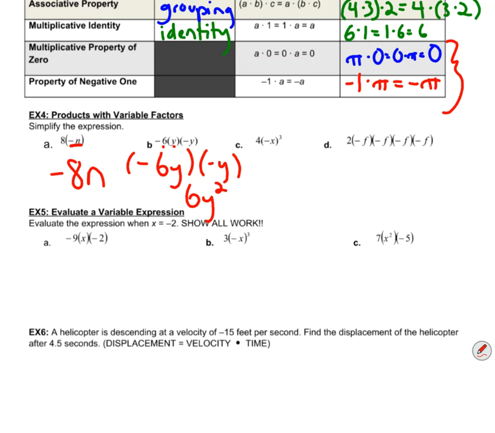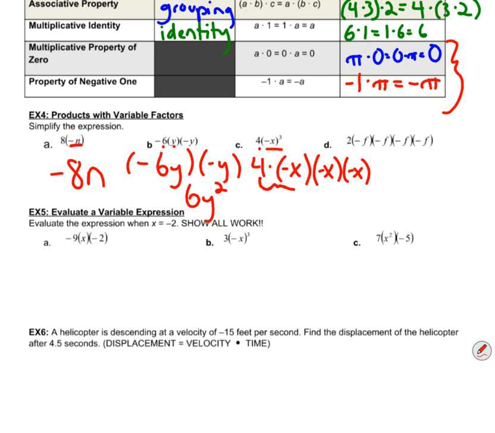Okay. Let's do C. 4 times, in parentheses, negative x to the third. And we worked with these parentheses before, so let's expand this out, see what we get. That's 4 times negative x times itself 3 times. At this point, you can go left to right, and I'm going to do that right now. Then I'm going to show you my little shortcut way.